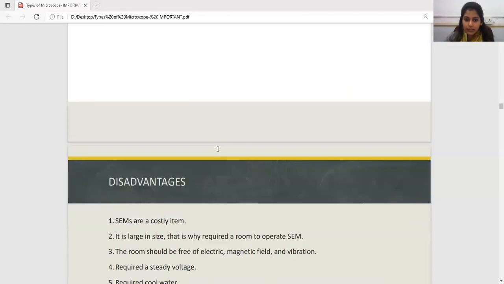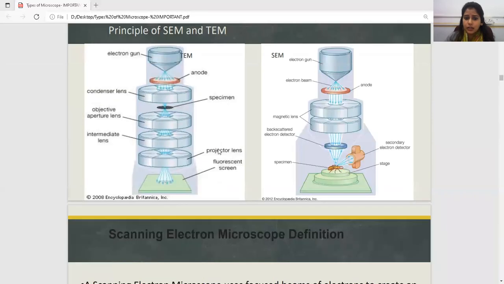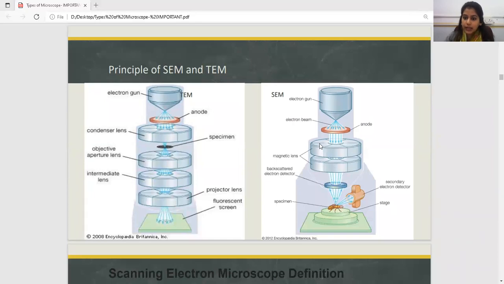To conclude the presentation, we can come to the conclusion that SEM and TEM are equally efficient, but which we choose for what sample study is very, very important. Choosing the right type of electron microscope will help us to get better data.